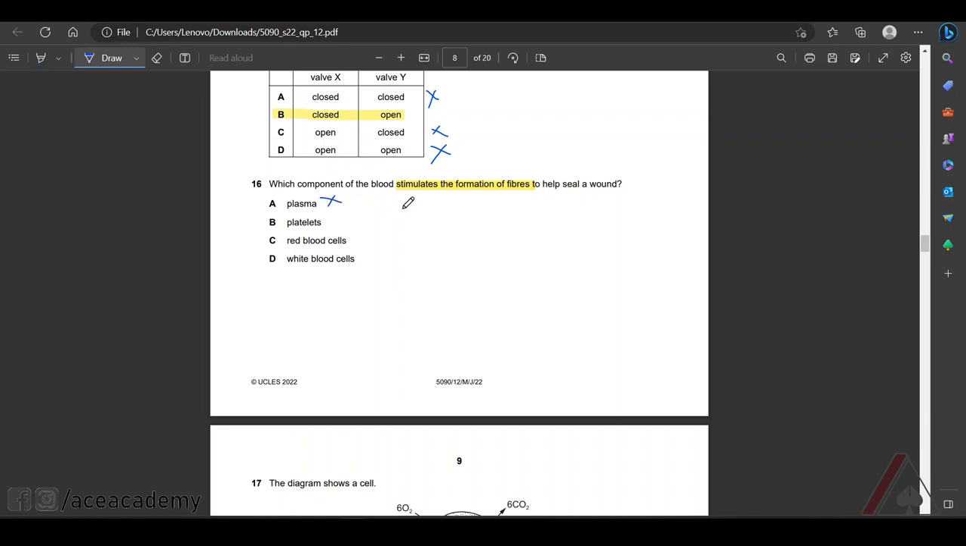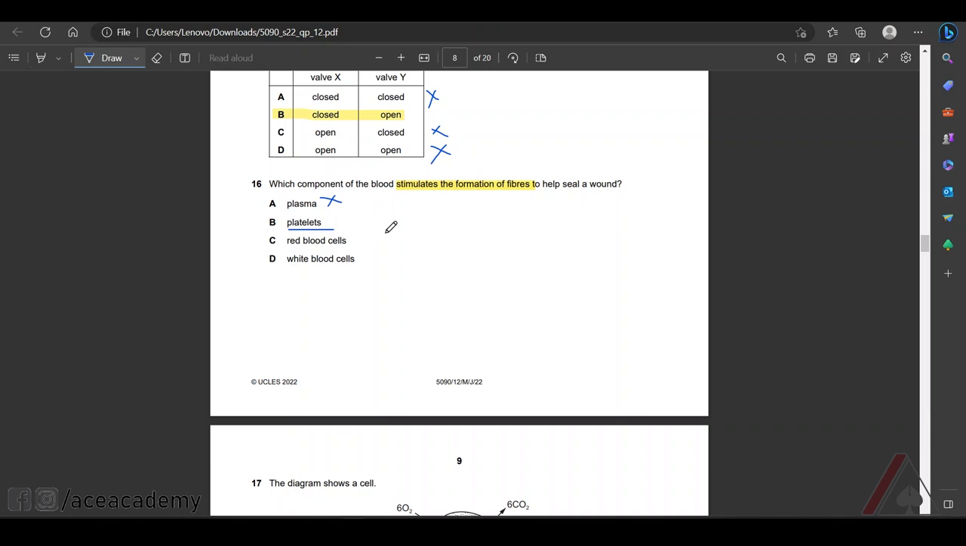Option B says platelets. Now the platelets actually stimulate the conversion of fibrinogen into fibrin, which forms the fibers that result in blood clot. So B is our most likely answer, but let's look at the other ones still.